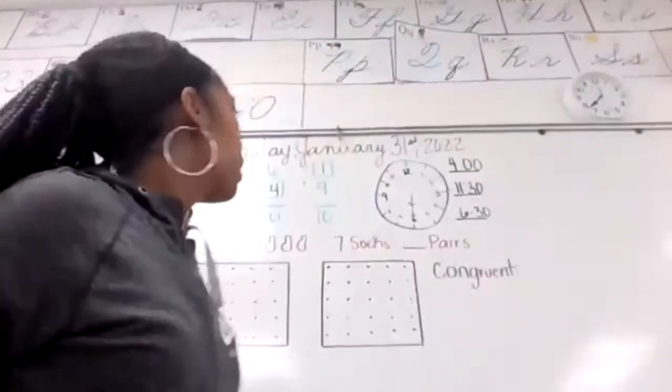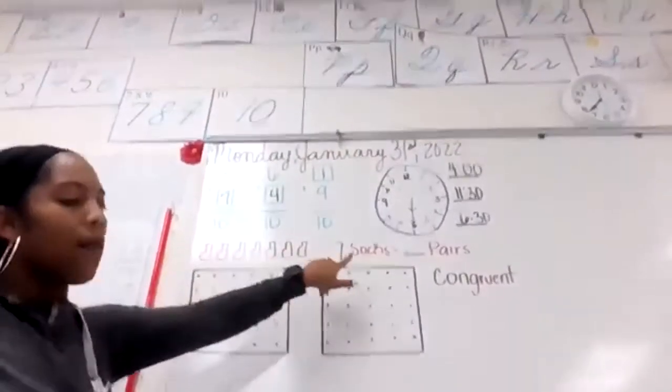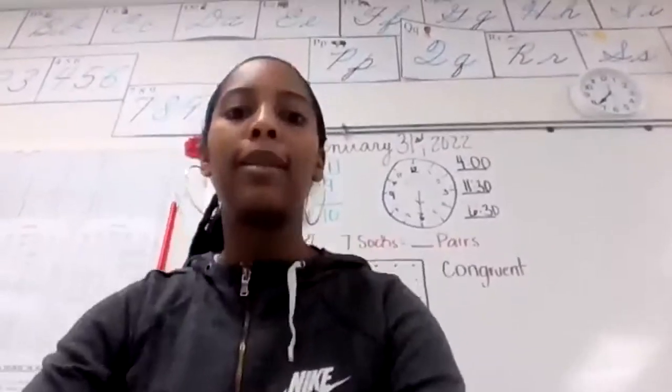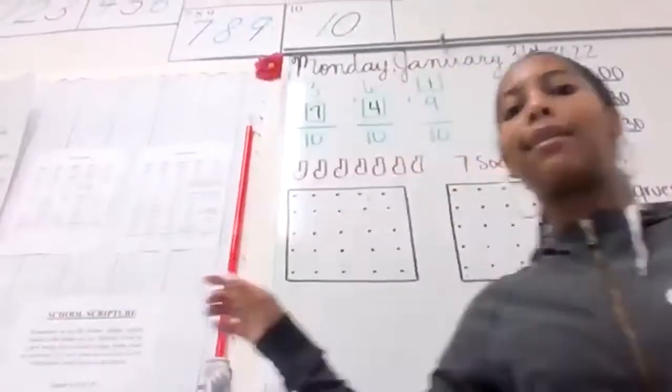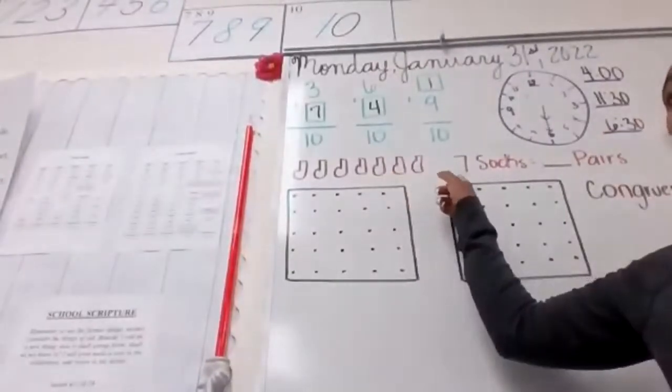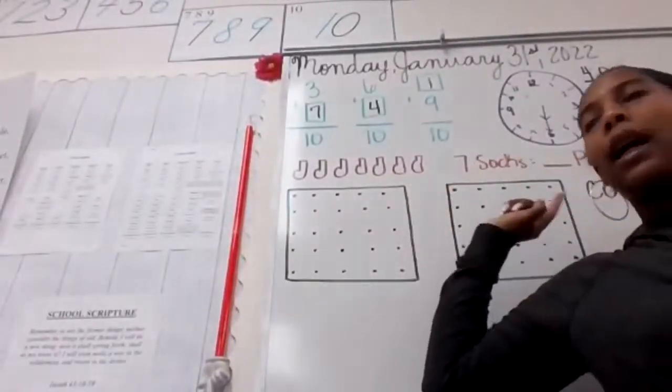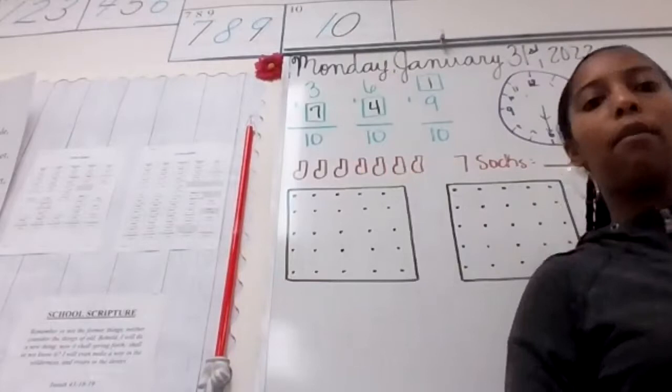Okay. All right, so let's go ahead. I have 7 socks that I drew here. Can you figure out how many pairs I could get from the 7 socks? Okay, so you figure it out. I have 7 socks. How many pairs can I make?